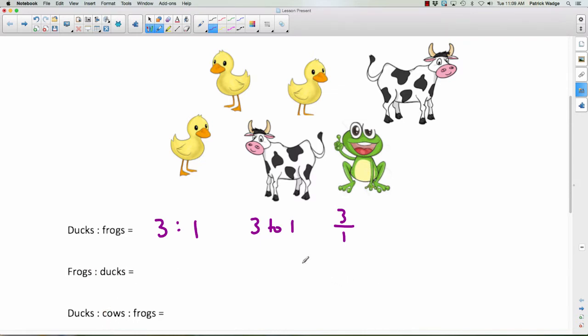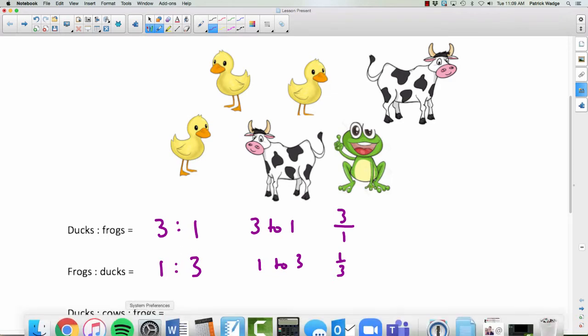No. Order is very important when you're doing ratios. The first one was ducks to frogs. Now we got frogs to ducks. You got to count the frogs first. There's 1. You got to count the ducks next, 1, 2, 3. So it's just reversed. Instead of 3 to 1, it's now 1 to 3. Instead of 3 over 1, it'd be 1 over 3. These are different from each other. 3 to 1 and 1 to 3 are different from each other.